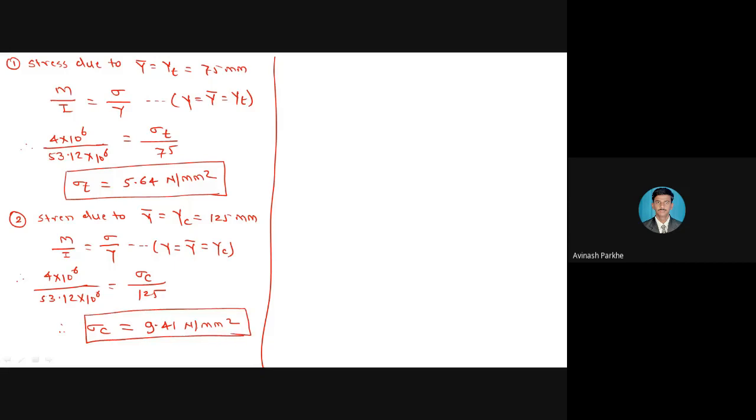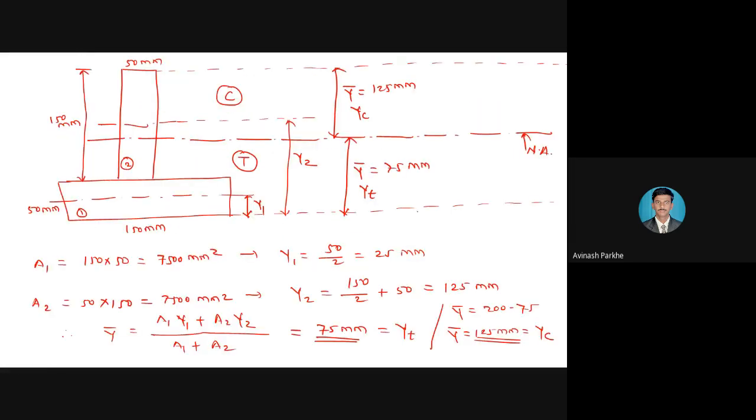Okay. So sigma t means the stress developed at the bottom side. Bottom side means totally bottom. If I draw this stress distribution diagram, sigma t I have to represent at the right side, and sigma c at the left side. At the bottom side, sigma t is equal to 5.64, and at the top side, sigma c is equal to 9.41 Newton per mm square.